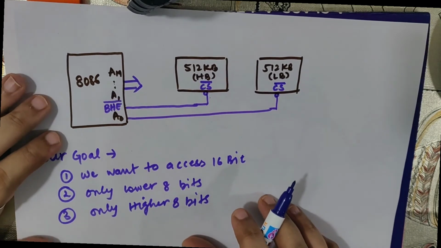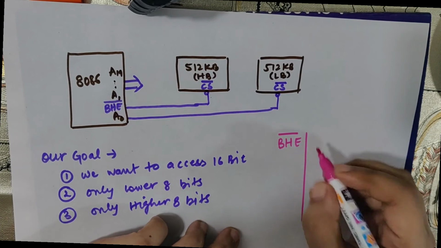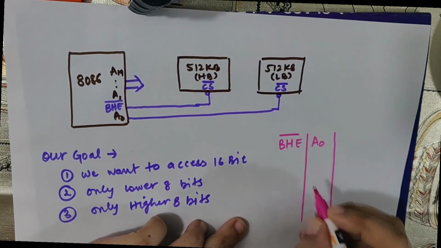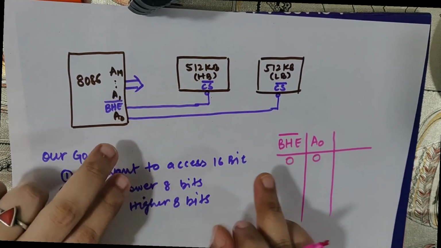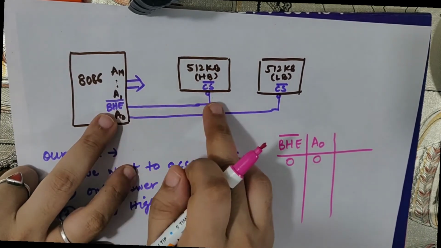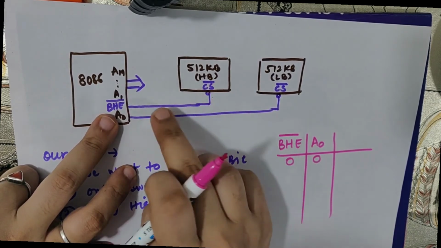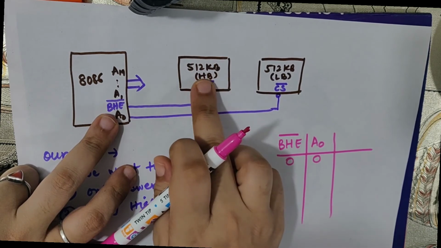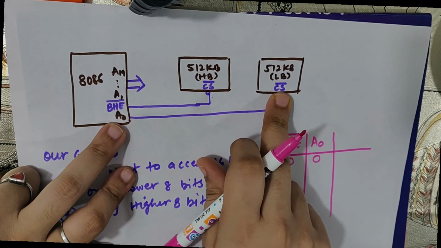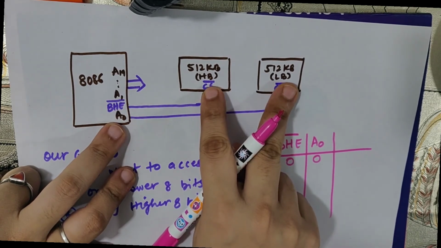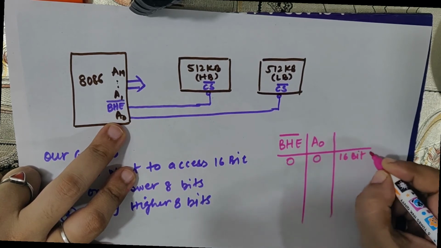Okay, now we'll see the truth table, BHE bar and A0. When both BHE bar and A0 are 0: if BHE bar is 0, it means this is active. CS bar is an active low signal, so when it gets 0, this chip will be activated. So when BHE bar is 0, the higher bank is enabled. Similarly, A0 is also 0, so this bank will also be enabled. So both the chips are enabled, and we will be able to access 16-bit data.